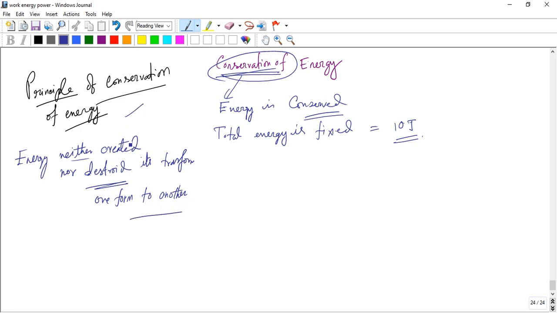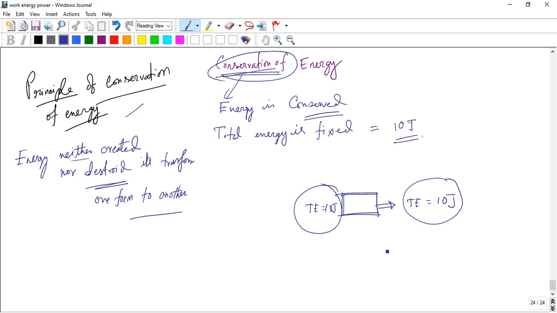Okay. So the elaboration states that if we take an example, that's an event. If this box is an event, before that event the total energy is, suppose, equal to 10 joule. And after that event, we also get the total energy equal to 10 joule. So the total energy before the event and after the event are of the same magnitude. The 10 joule and 10 joule.